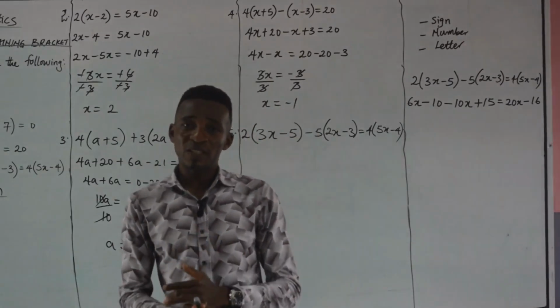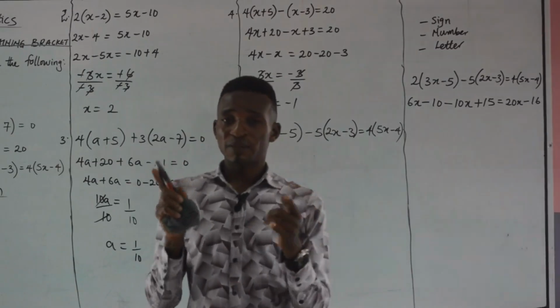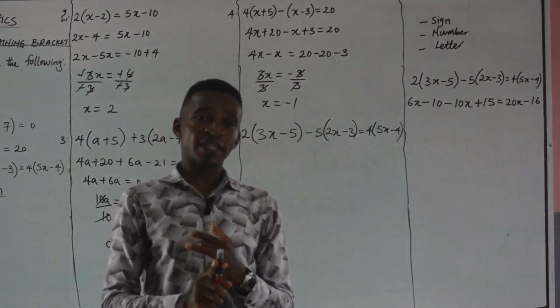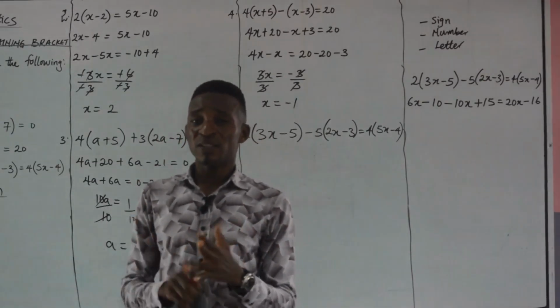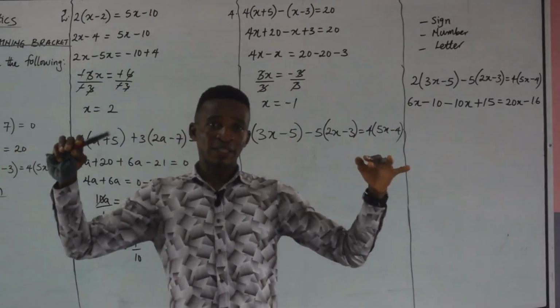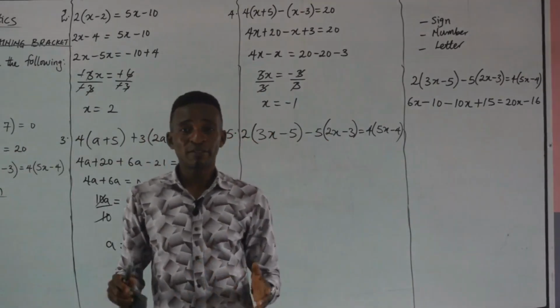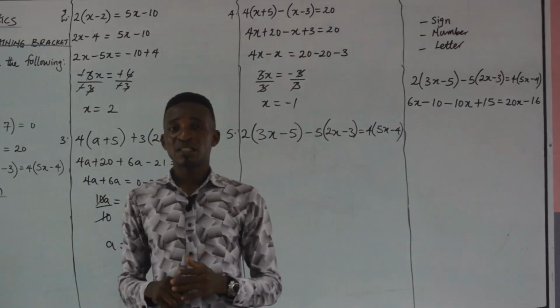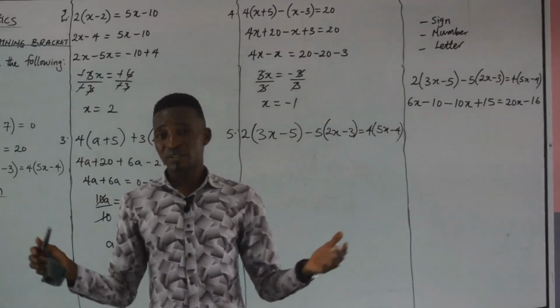First, open your brackets. After opening the brackets, you collect the like terms. After collecting the like terms, evaluate. That means use your direct number to evaluate. Then after evaluating, divide both sides by the coefficient of the algebra, and that gives you your final answer.